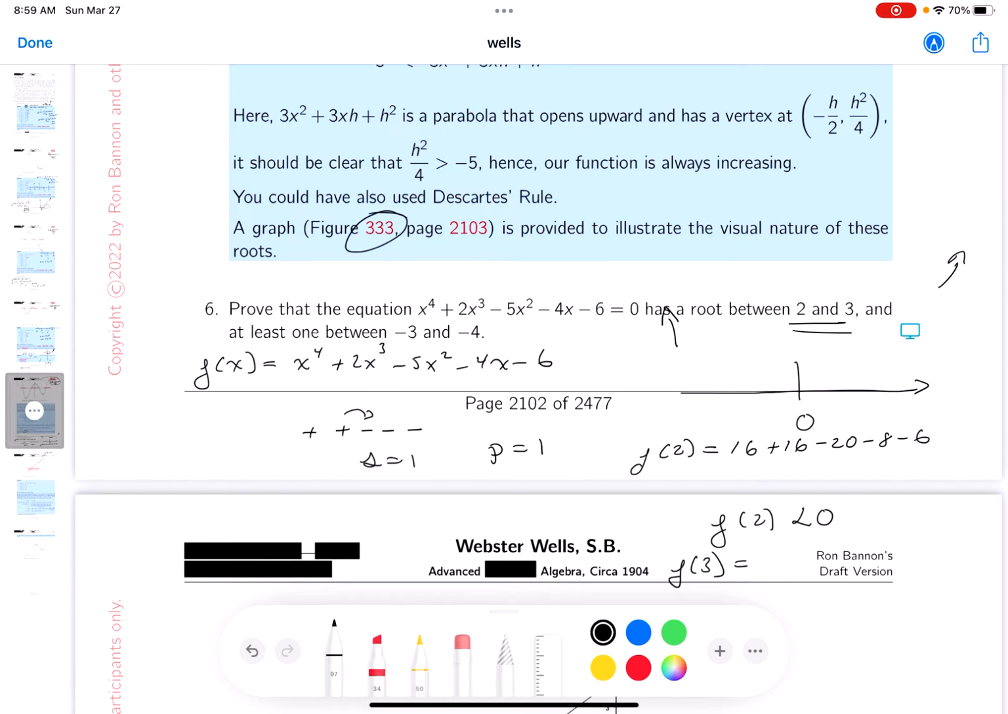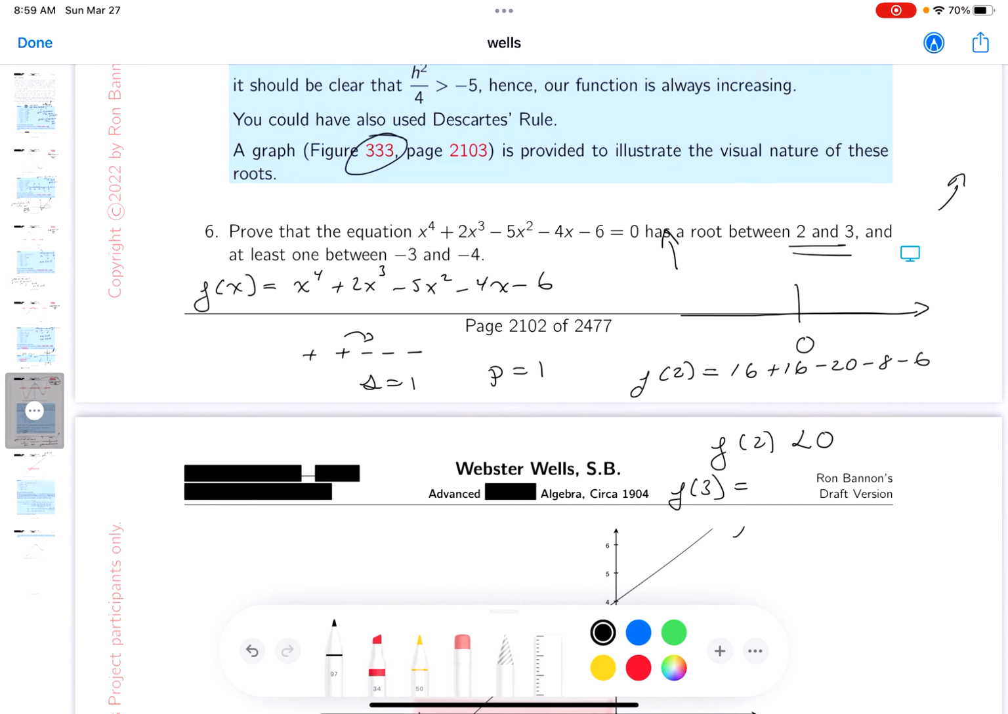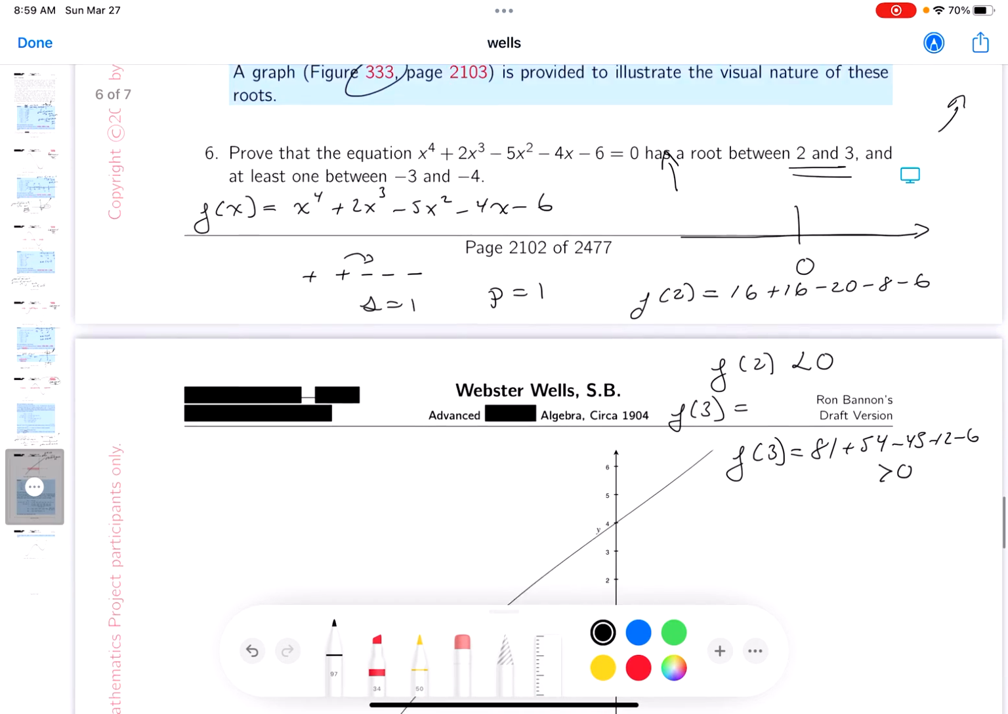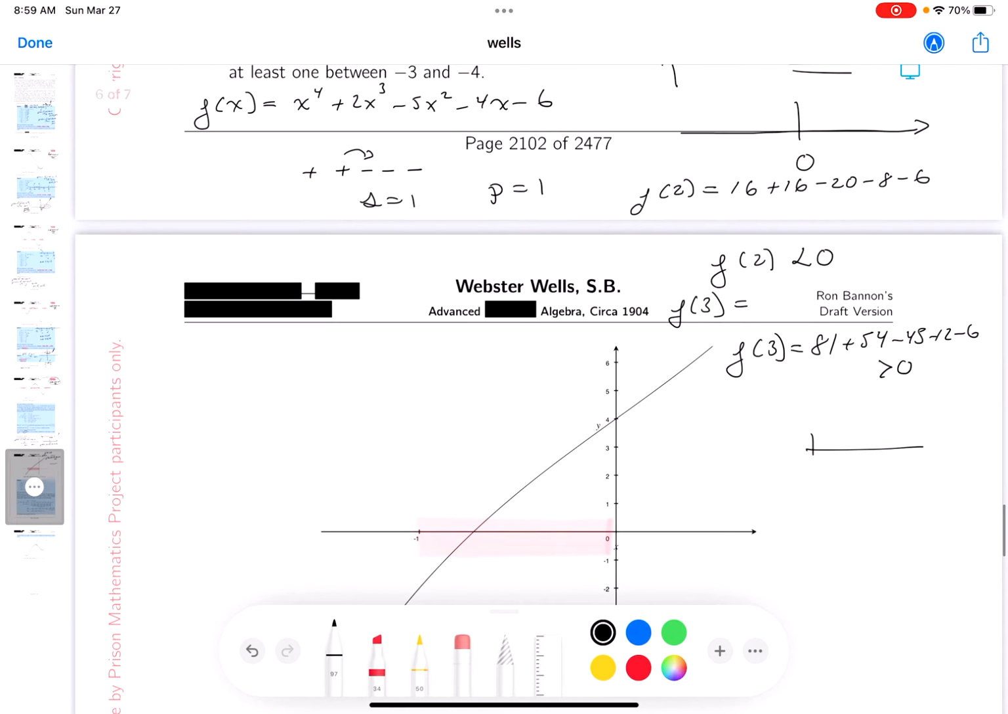Let's see if we can do that. Well, let me write over here. I need some room. 81, 54, minus 45, minus 12, minus 6. Definitely positive. What do I know? Between 2 and 3, at 2 we're negative, and at 3 it's positive.